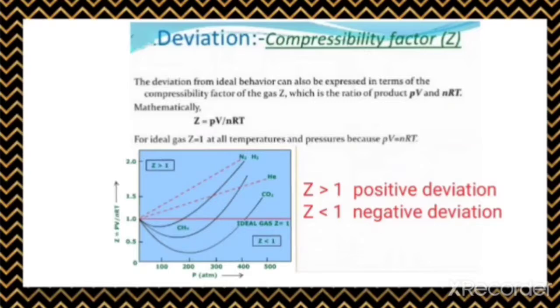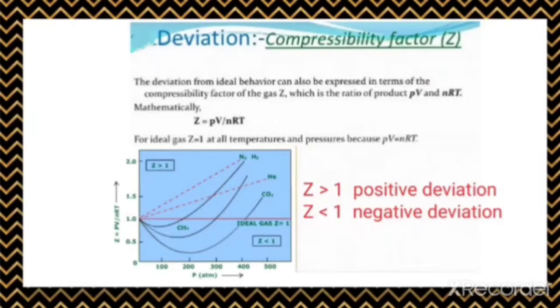If it is greater than 1, then it shows positive deviation, like in the case of these gases here, where the value of Z is greater than 1. In this plot, the value 1 is for the ideal gas. Then Z is equal to 1 for the ideal gas. If the gases show a value of Z greater than 1, then we can say that those gases show positive deviation. And the gases in which the value of Z is less than 1, we can say that those gases show negative deviation from the ideal behavior.